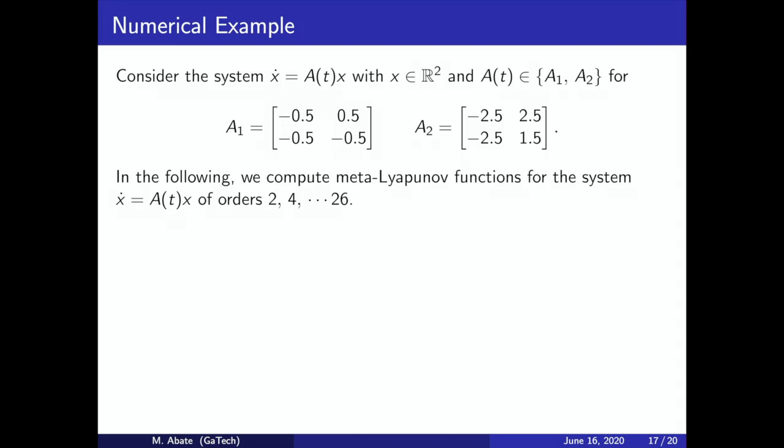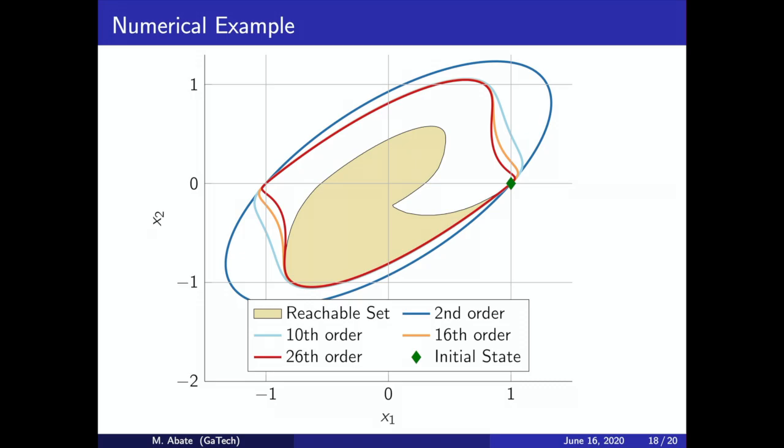To conclude our work, we next present a numerical example detailing the methods of this paper. In particular, we consider a system with 2 states and 2 switched modes, and in this example, we compute meta-Lyapunov functions for this system of orders 2 through 26. To visualize these homogeneous polynomial Lyapunov functions and their benefits in comparison to one another, we show a plot with an initial state of the system and the reachable set which it is able to attain through trajectories of the switched linear system x dot is equal to Ax. This reachable set is shown in yellow.